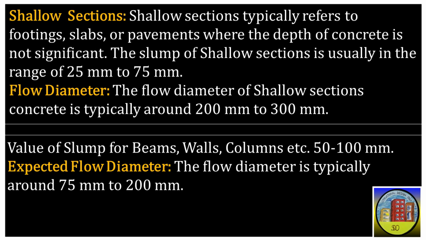I think it is not required to explain what is beams, walls, columns, etc. Value of slump for beams, walls, columns, etc. is 50 to 100 mm. Expected flow diameter is typically around 75 mm to 200 mm.